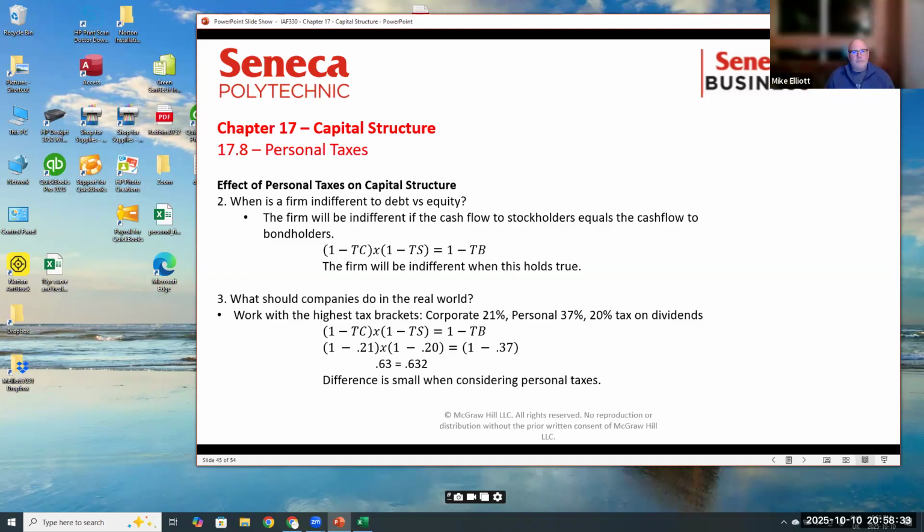What should companies do in the real world? Well, we're going to work with the highest tax bracket to start with. In the US, it's corporate 21%, personal 37%, and a 20% tax on dividends. If that's the case, then 1 minus the corporate tax rate is 1 minus 21%, times 1 minus the tax on dividends, equals 1 minus the personal tax rate. It ends up that 0.63 equals 0.632. Very small difference when you're considering personal taxes. It doesn't make that much difference. So in the real world, it doesn't make that much difference.